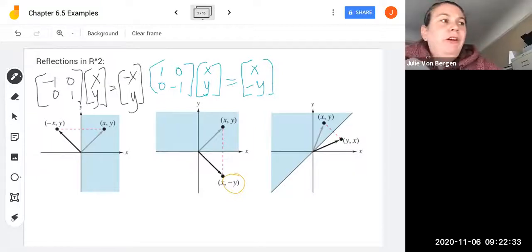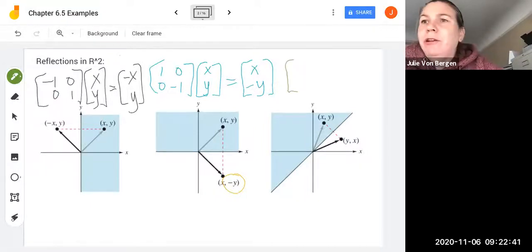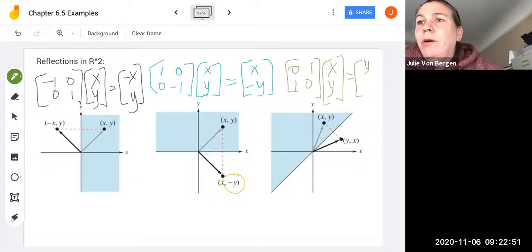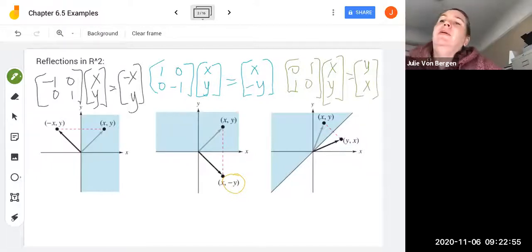Our third reflection over here is about the line y equals x. So that's where our matrix flips the diagonals. So that is the reflection matrix 0, 1, 1, 0. And if you multiply that by xy, you can see that gives you yx. And so that's how we got this flip over here.